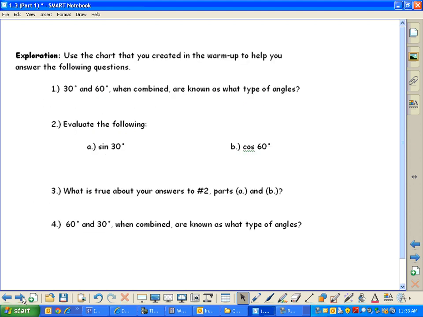You're actually going to play around with it a little bit. You have an activity to do with the calculator, or you could use the chart, honestly, that we filled in at the beginning of the lesson today. It says use the chart, or, like I said, your calculator will verify this also, to help you answer the following questions. Now, we'll do the first couple together. Question number 1. 30 degrees and 60 degrees, when combined, are known as what type of angle pair? What type of angles? When you put 30 and 60, they are complementary, yes.